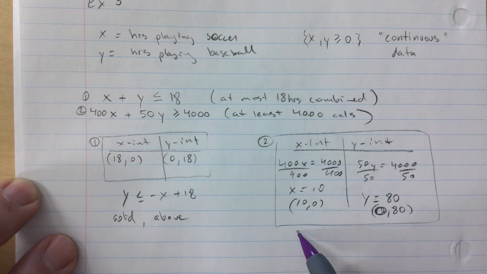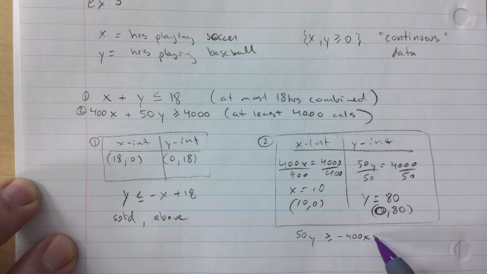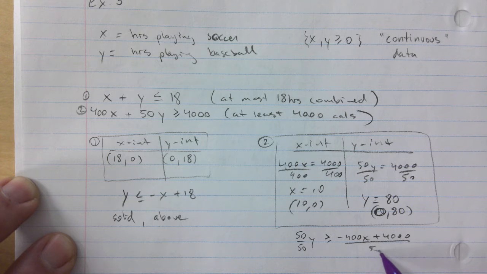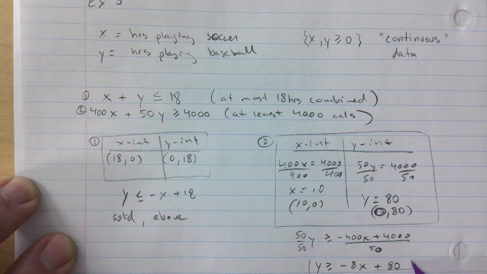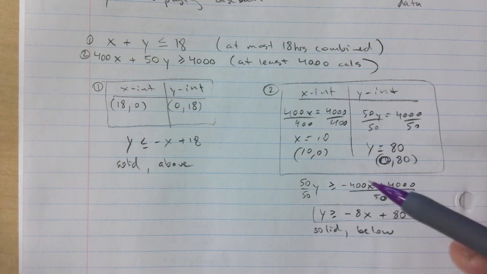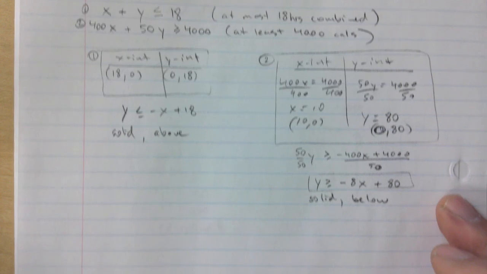Then you have 50y is greater than or equal to negative 400x plus 4,000. Divide everything by 50. Nothing flips. It's negative 8x plus 80. Solid and shade below. In this case, above is true, so we shade below.